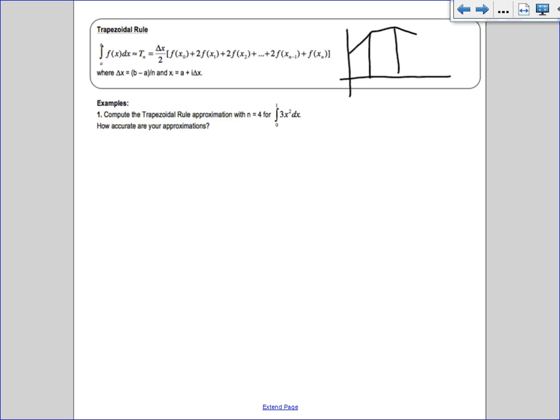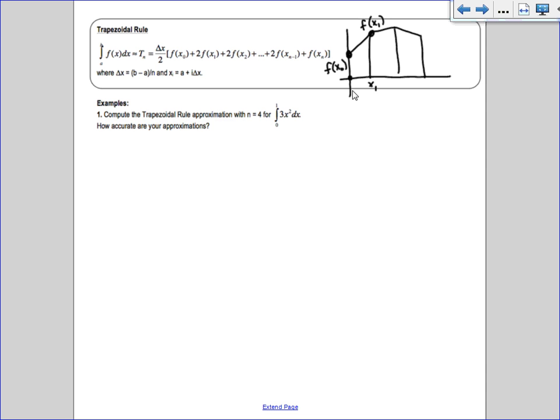Yeah, so see you have all these little trapezoids that you're adding up. And this is the height of the first one. So we call it f of x sub 0, the first marking. Okay, and then if this is x1, then this is the height of the second one, f of x sub 1.